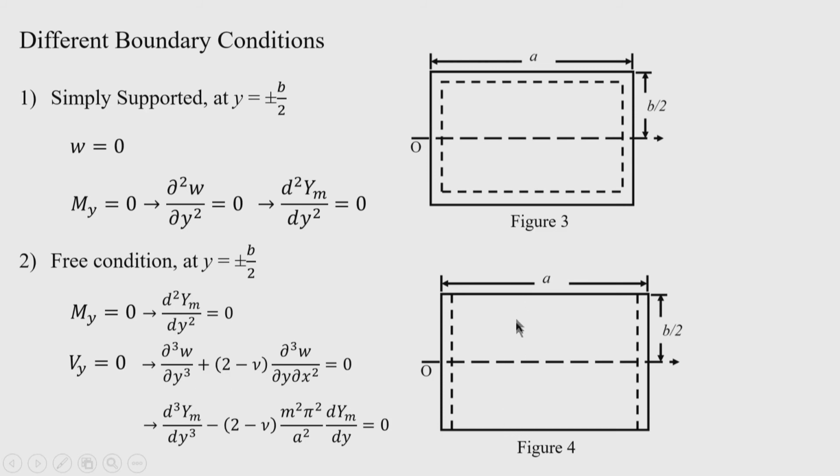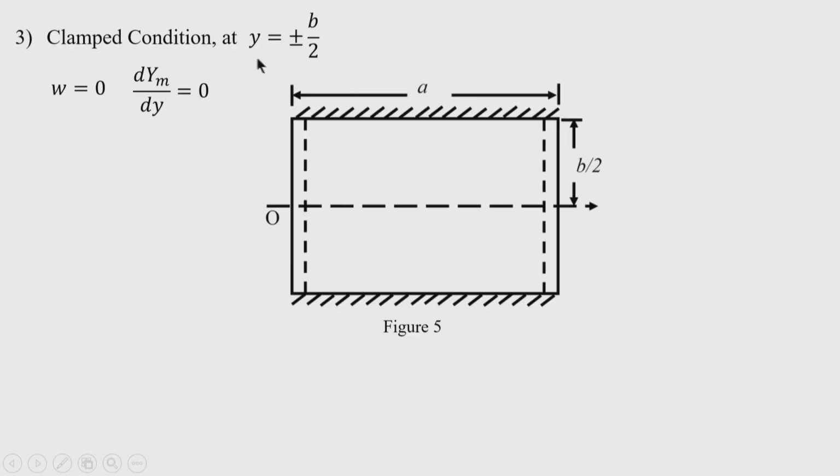So, naturally, imposing two boundary conditions at the two edges, we will get two equations, and that can be solved for the two unknown constants associated with the homogeneous solution. Then at the clamped condition we have w equal to 0 and the slope is 0, which requires that the derivative of Y m with respect to y equal to 0, because these edges along the y are clamped.